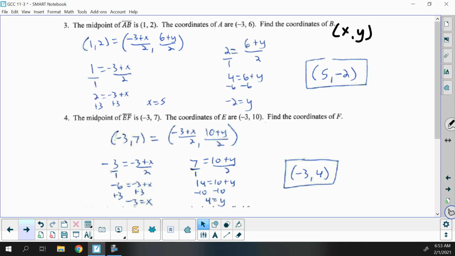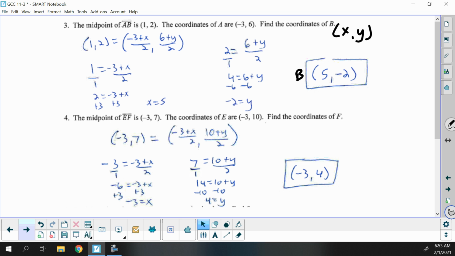1 equals -3 plus x over 2. Cross multiply and solve, you get x is 5. Then 6 plus y over 2 should equal the 2, the y value. Cross multiply and solve, you get -2. Write your answer as a point. So that's our coordinates for B, 5, -2.